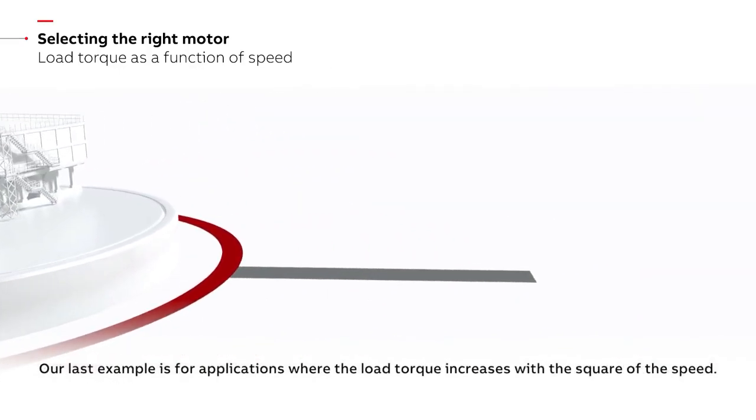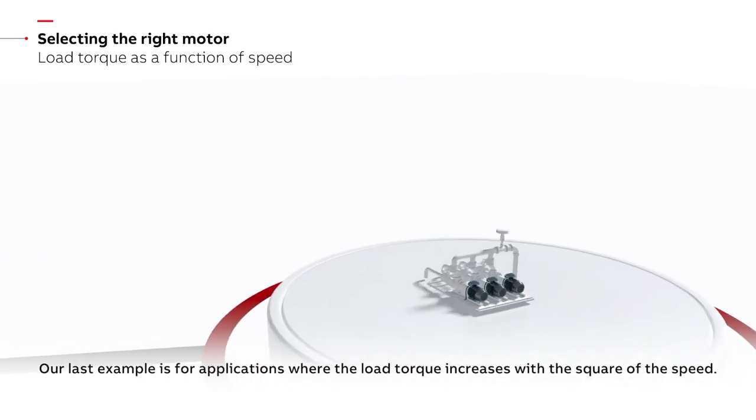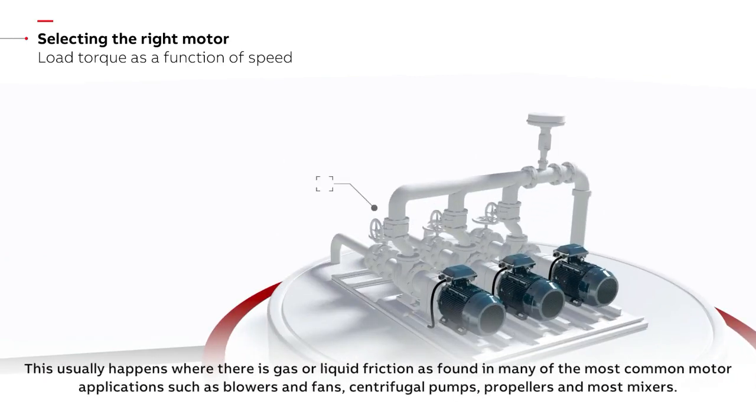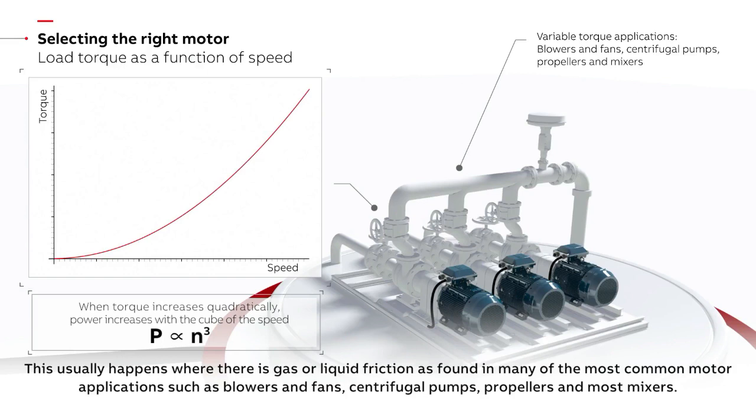Our last example is for applications where the load torque increases with the square of the speed. This usually happens where there is gas or liquid friction, as found in many of the most common motor applications, such as blowers and fans, centrifugal pumps, propellers, and most mixers.